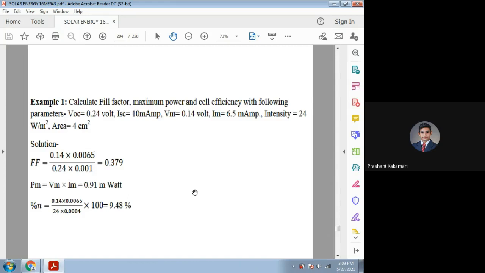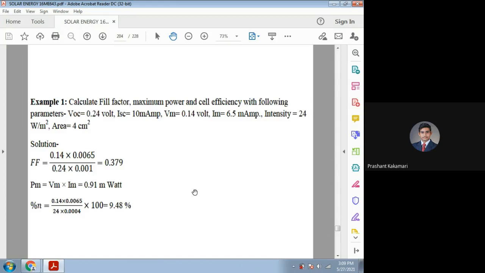Now the maximum voltage is 0.14 volts and the maximum current in amperes is 0.0065. The value will be 0.91 milliwatts. So just check the values. Okay, it is coming 9.1 into 10 raised to minus 4, or in milliwatts you can write it as 0.91 milliwatts.